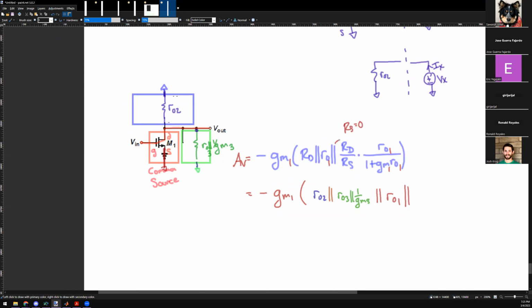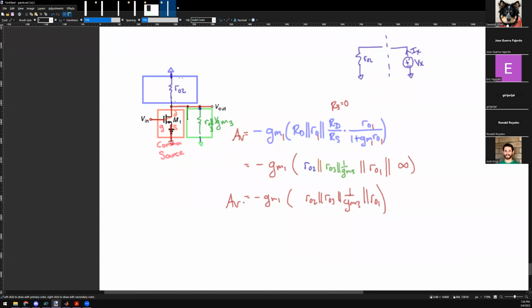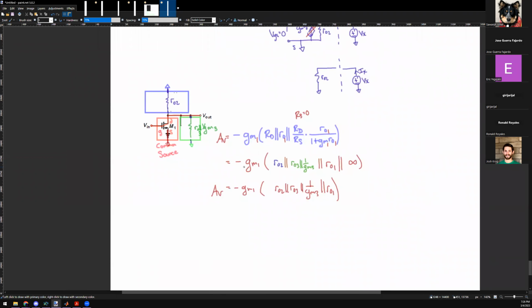If R_S is equal to 0, this whole term becomes infinity. Okay, so what do you guys get? Just negative gm1 times R naught 2 in parallel with R naught 3 in parallel with 1 over gm3 in parallel with R naught 1. That's the answer. Any questions? That's pretty intuitive. Sure.